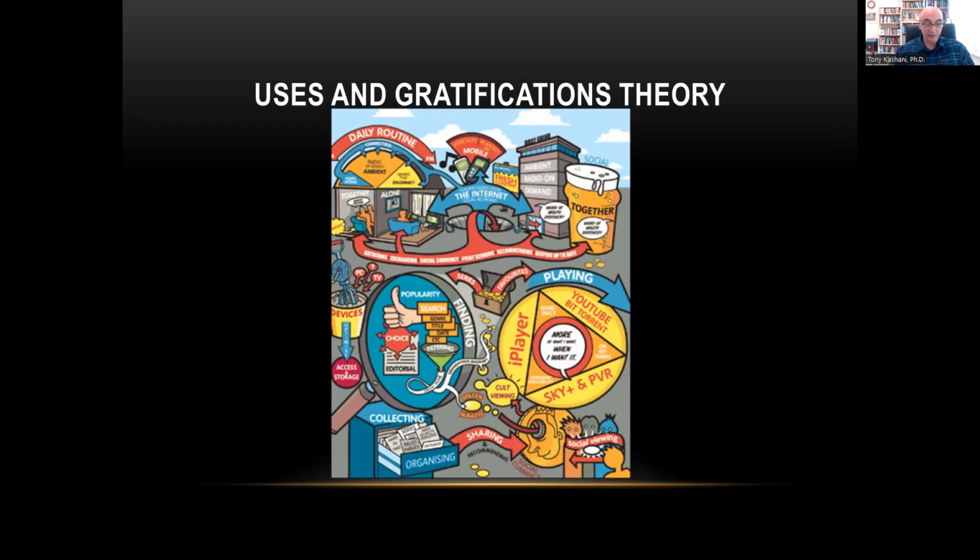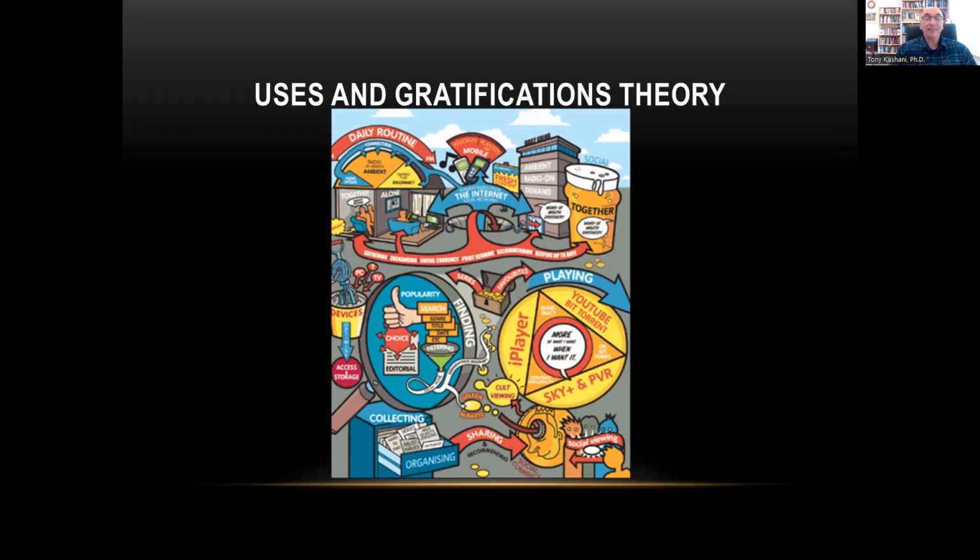Let's look at the key concepts. Active audience. The theory assumes that media audiences are active and goal-oriented. Individuals make intentional choices in selecting media content based on their needs, preferences, and personal goals. Gratifications. The term gratifications refers to the rewards or satisfactions that individuals seek from consuming media. These gratifications can be psychological, social, emotional, or even entertainment related.